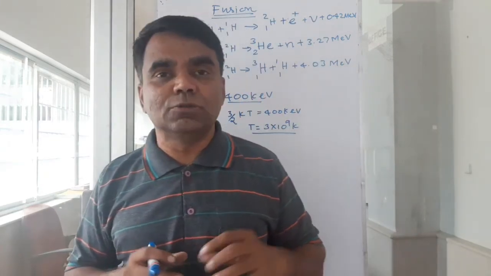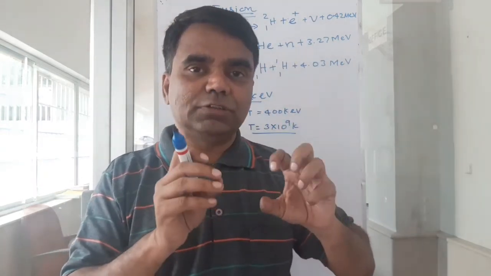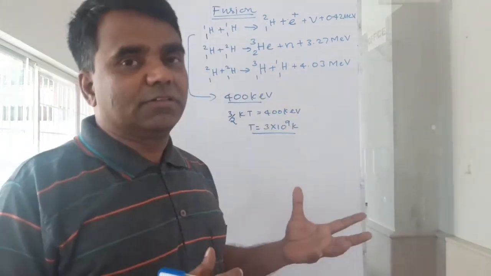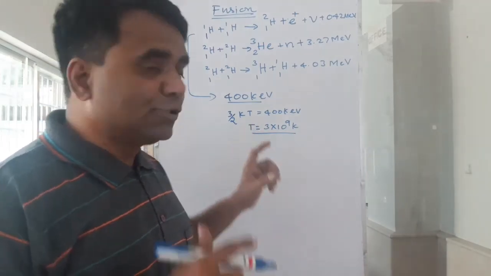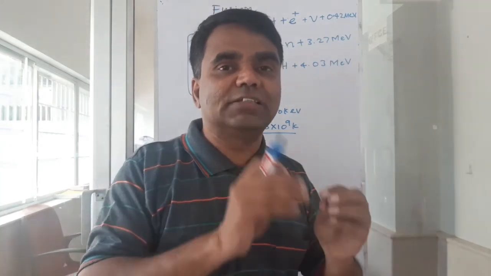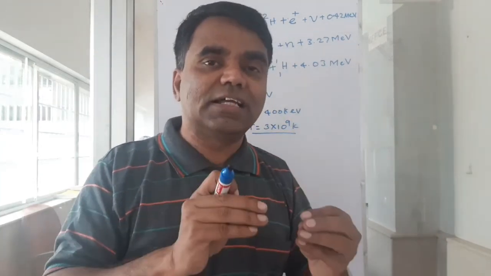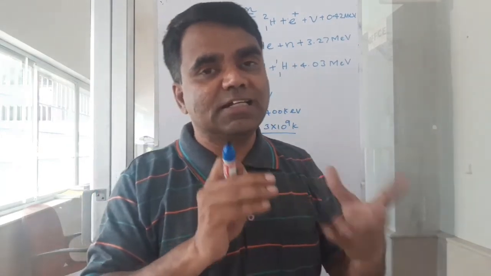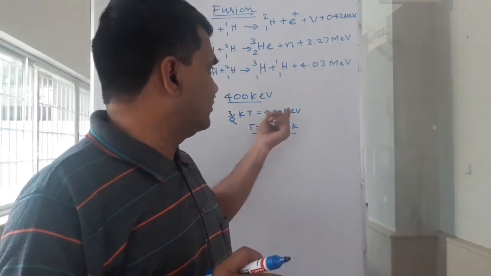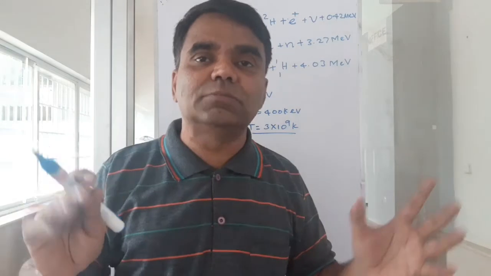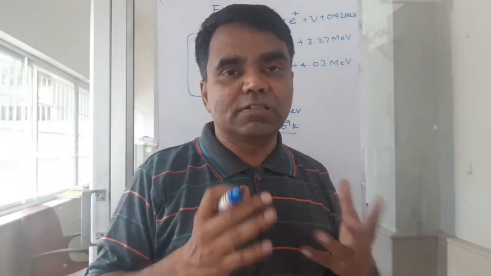So only the hydrogen atoms which have this energy are taking part in it. But you know, the temperature is the average kinetic energy. Average kinetic energy of the hydrogen atoms is this. But there will be some hydrogen atoms which have more than average kinetic energy, and some which will have at least this amount of kinetic energy. Only they take part in fusion. So not all hydrogen atoms in the Sun are taking part in nuclear fusion. You need to understand that first.